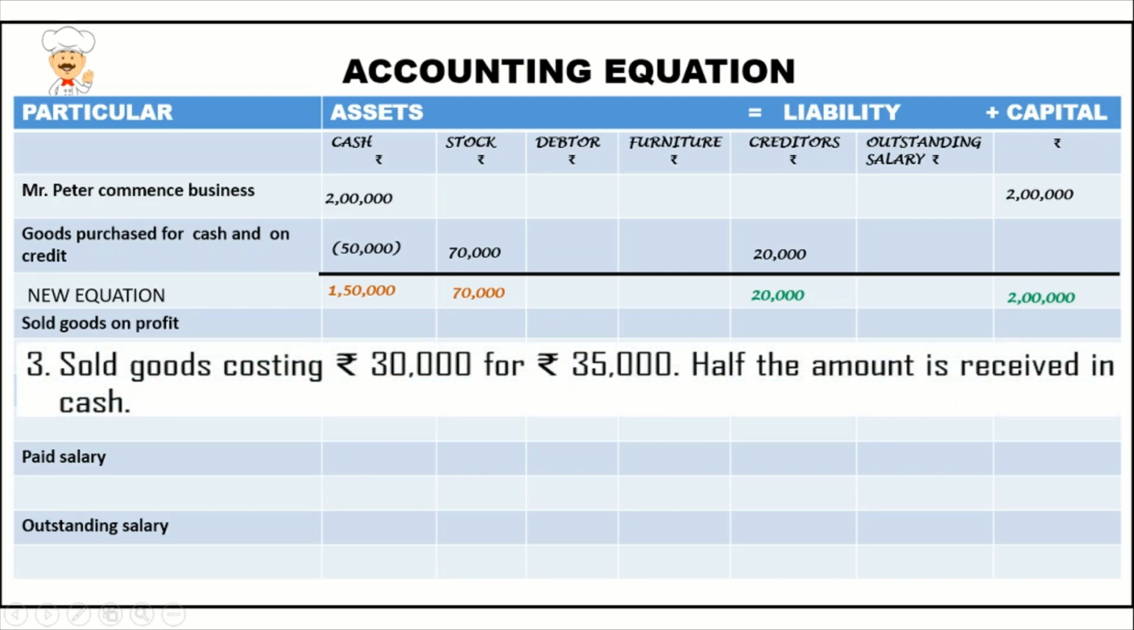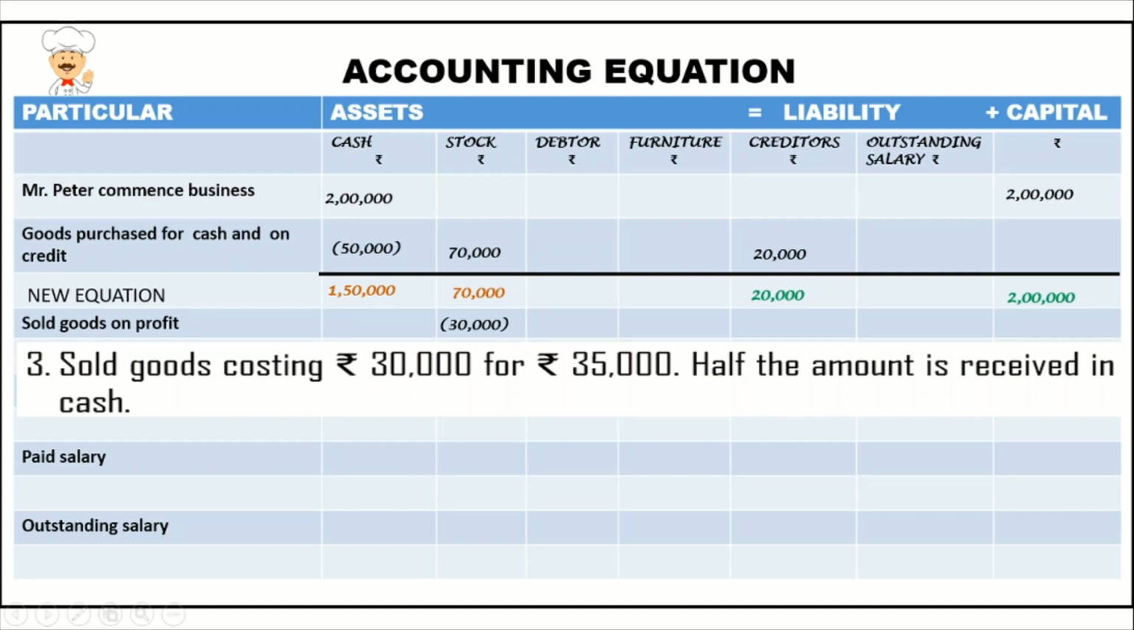Moving to the next one, goods are sold for 30,000, means costing 30,000 and sold for 35,000. And half the amount is received in cash. So let's have a look. Goods costing 30,000, so stock is going to reduce. Why? Because we are selling the goods. So 30,000 reduction in the stock.